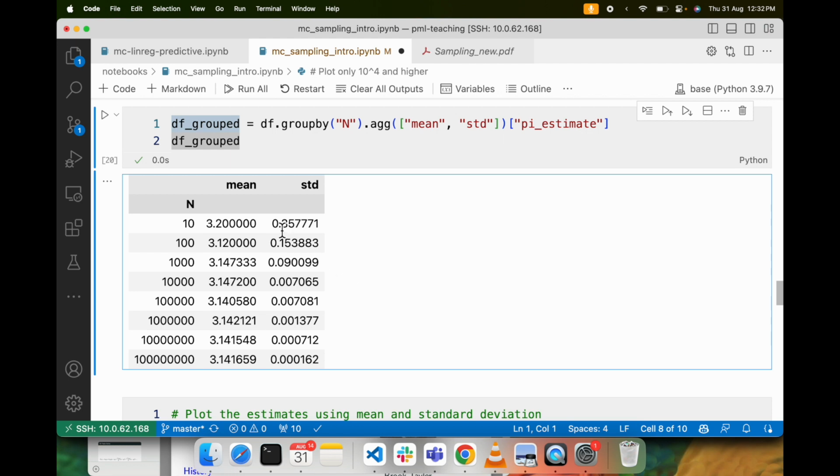So you can very clearly see that the standard deviation goes down as you increase n. The mean will get closer, but the mean, as I'm mentioning, is, so the estimate is an unbiased estimator. Right? On expectation, you'll get the correct answer.